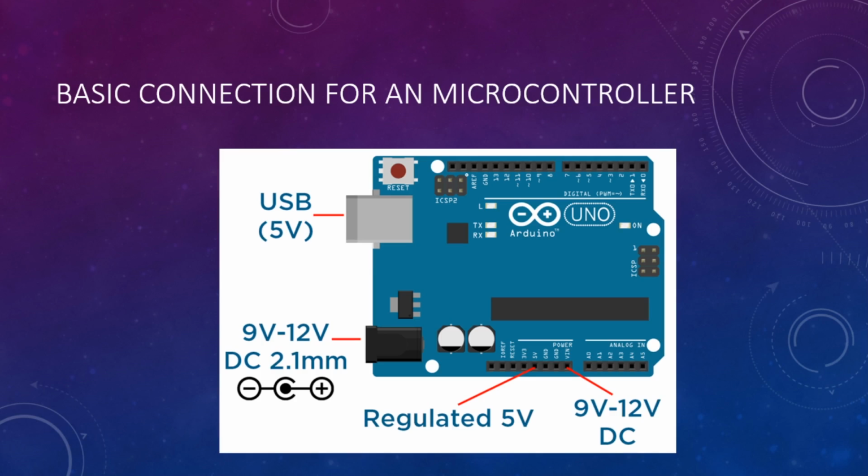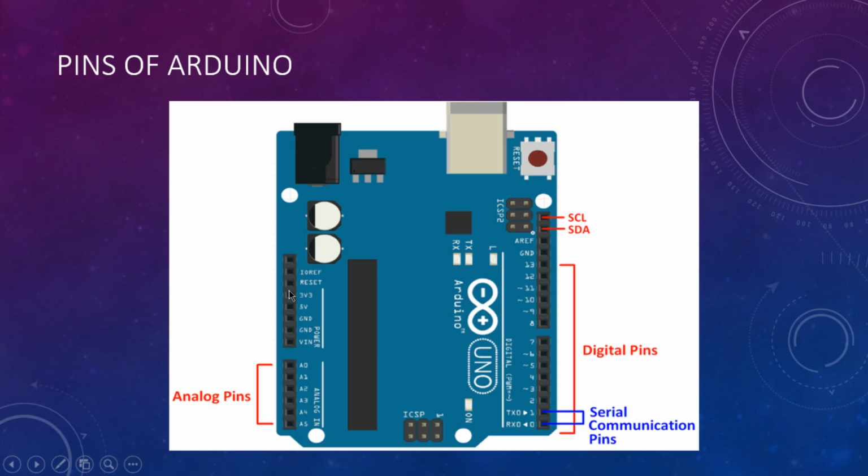Pins of Arduino. It consists of the power pins. Ground, 5 volt and Vin are the power pins, as we have seen in the previous slide. It consists of SCL and SDA used for serial communications, and TX0 and RX0, which are also for serial communication such as Bluetooth communication. There are digital pins from 0 to 13, where pins 0 and 1 act as both serial and digital pins, and 6 analog pins.